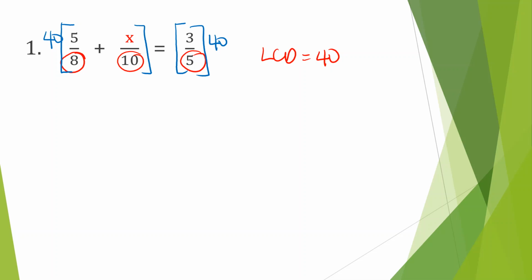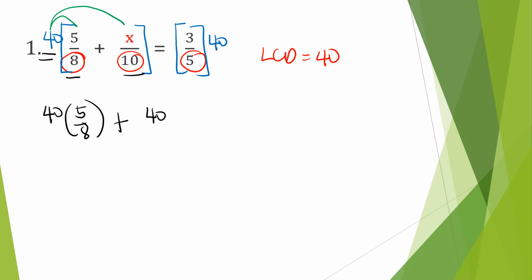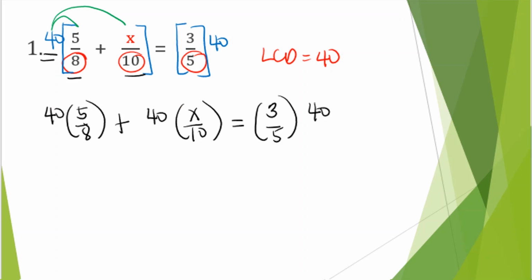Next, let us apply distributive property of multiplication. So this one will become 40 times 5 over 8 plus 40 times x over 10, which is equal to 3 over 5 multiplied by 40. Next, we can use cancellation method to eliminate the rational expressions in the equation.